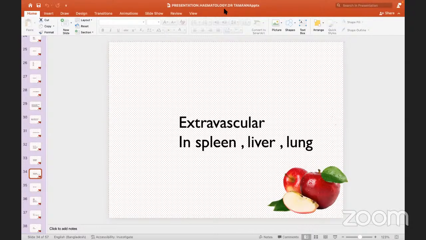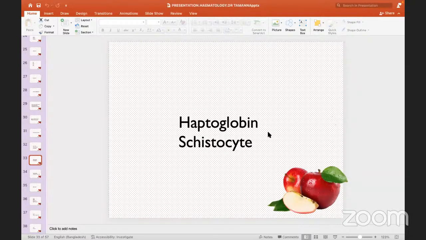Okay. So remember, extravascular hemolysis occurs in the spleen, in the liver, in the lung. Sometimes in extravascular hemolysis, you will find sickle cell in the blood. You will find spherocyte in the blood. You get confused with this schistocyte, because it is not spherocyte. There is a difference between schistocyte and spherocyte.